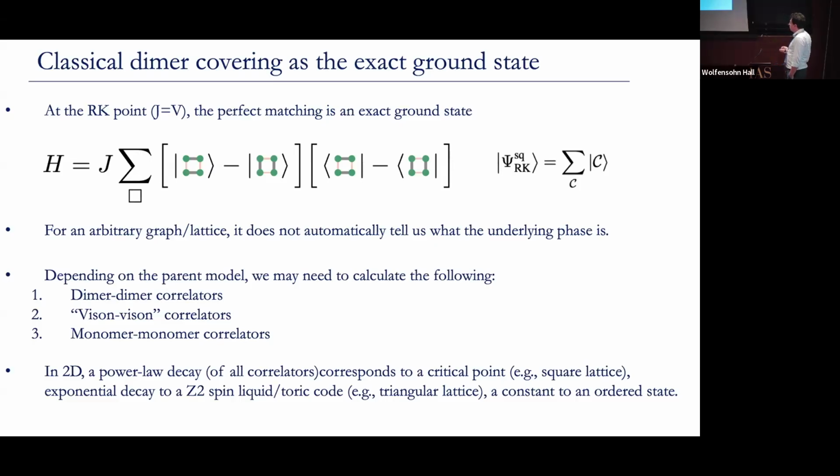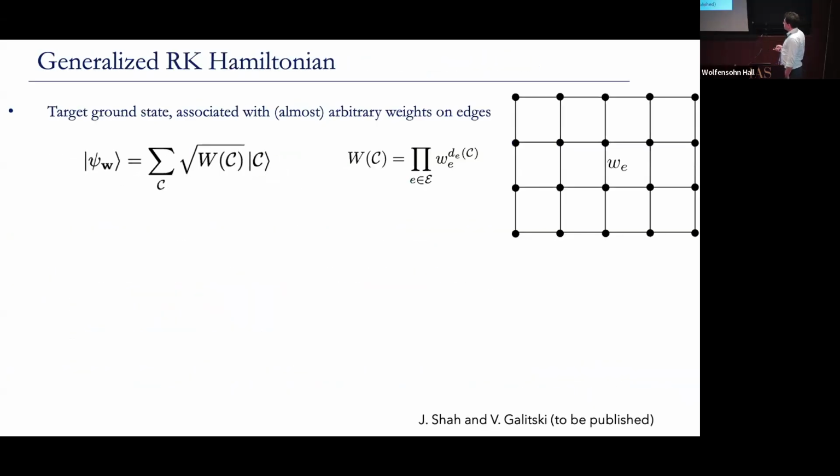So say on a square lattice, you will observe power law decay of the dimer correlations, which will correspond to a critical point. In certain lattices, you may see the exponential decay of everything, which is kind of interesting because it corresponds to a spin liquid. And also, of course, we can have just an ordered state.